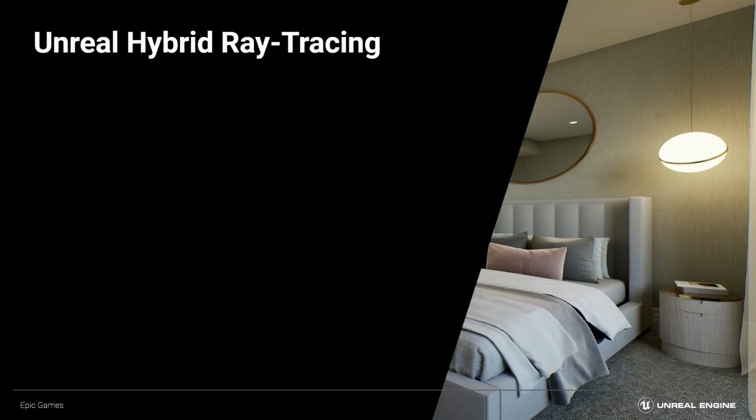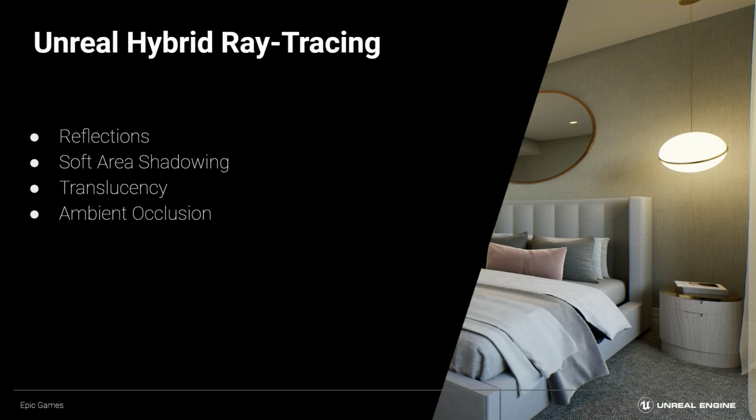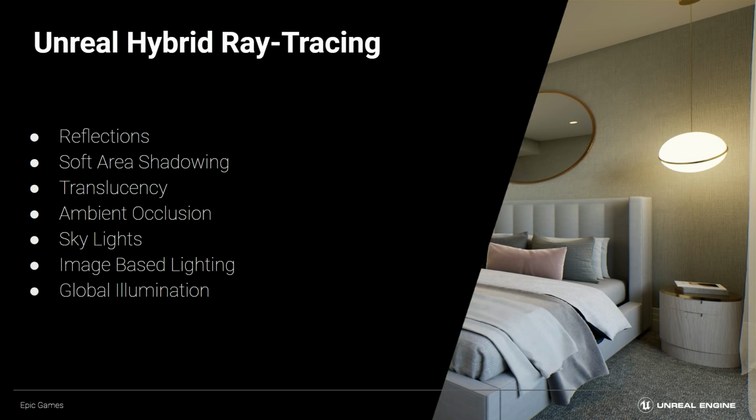With the new hybrid ray tracing, Unreal Engine offers the quality and ease of use you strive for without the time cost of full ray tracing. Using an NVIDIA Quadro RTX graphics card, reflections, soft area shadows, translucency, ambient occlusion, skylights, image-based lighting, and global illumination can now be ray traced, while other passes continue to be rasterized. By opting to ray trace certain passes, you get to balance and tune the visual fidelity versus the performance and frame rate perfectly to your asset's needs.